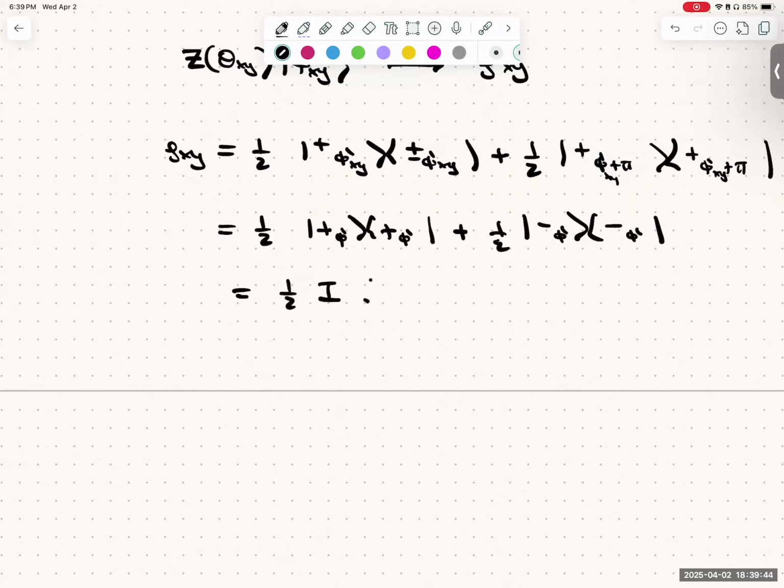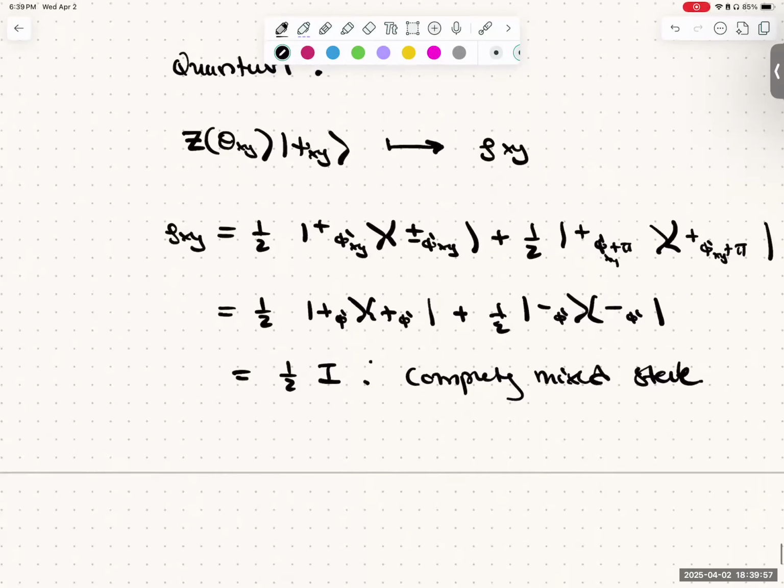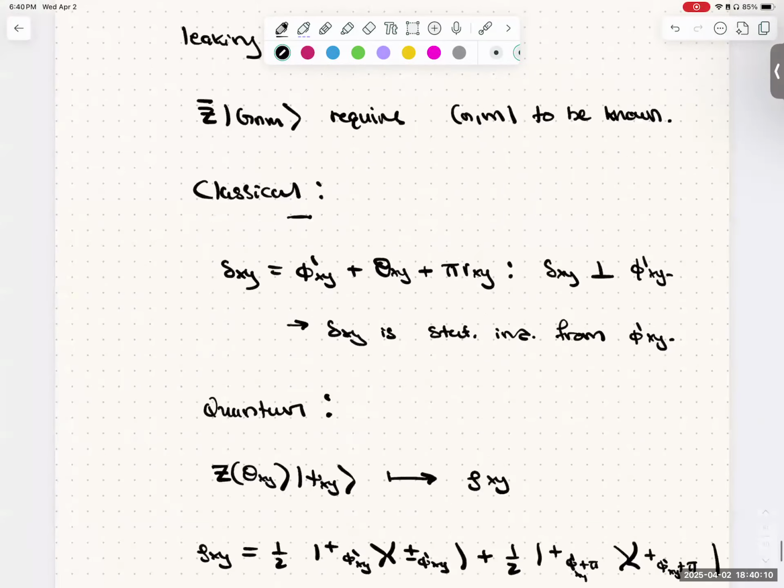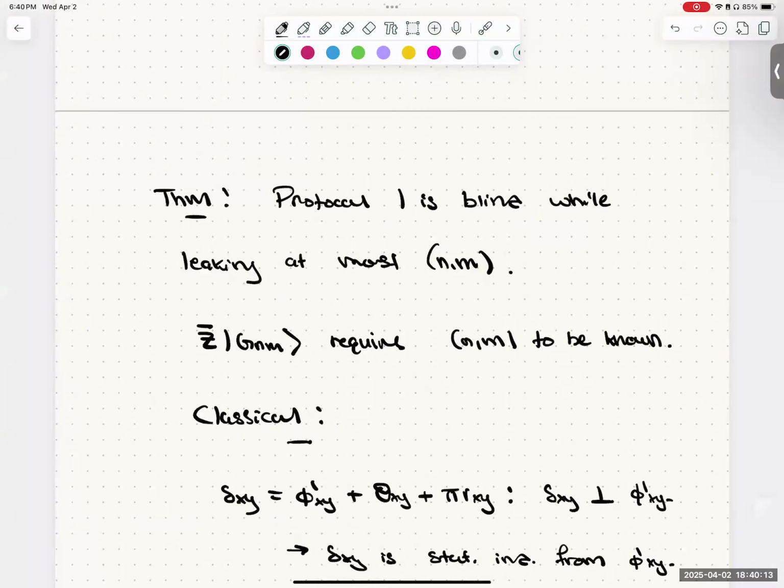So this is the completely mixed state. So I think that because I'm over time, I will leave it at this, but I think that these are the two major results: the brickwork state, the universality thereof, the correctness of the protocol, and then also that it is sort of blind in this particular sense.